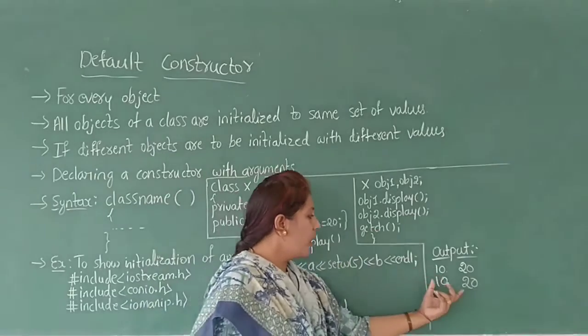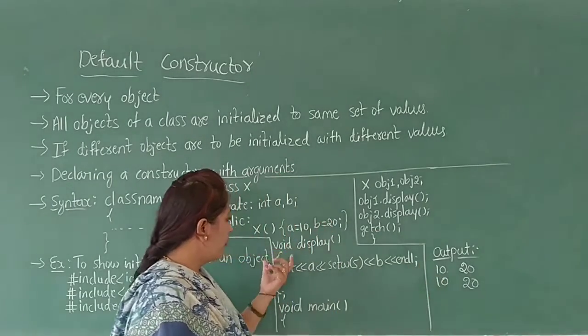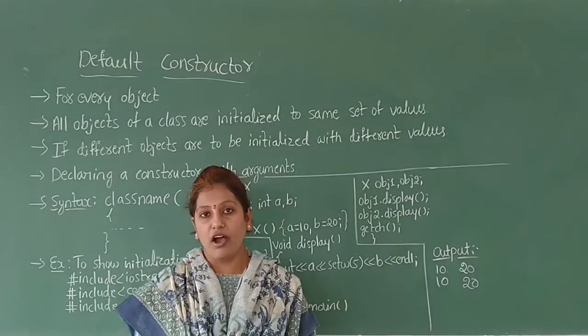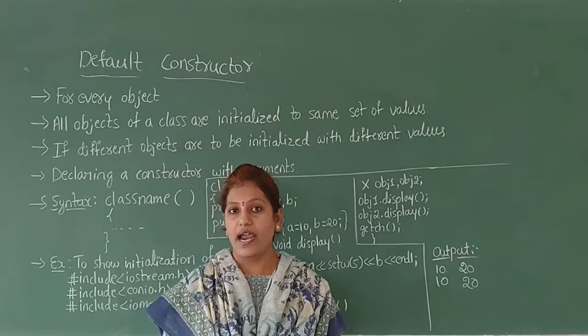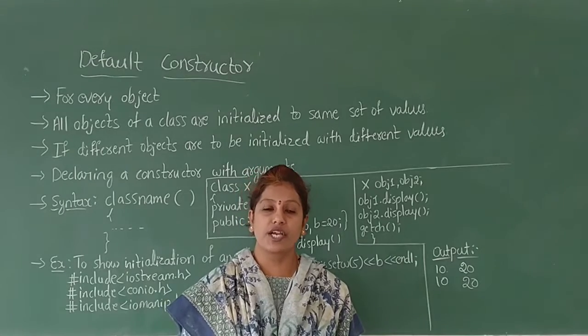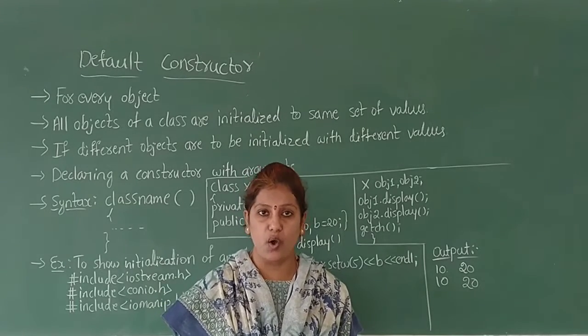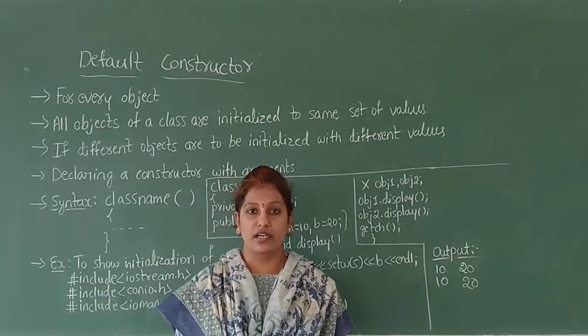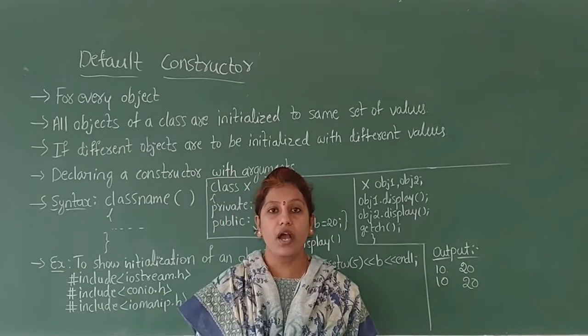This is the final output of this program. When the objects of a class are created, at that time the default constructor is automatically called. It is called a default constructor because it does not have any argument.